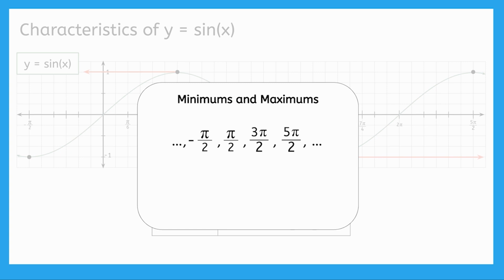Let's see if we can find a pattern in this series of x values. The minimums and maximums occur every pi units starting at pi over 2, so we can write this pattern as pi times n plus pi over 2, where n is an integer. The expression pi times n ensures that we are adding or subtracting multiples of pi to get to the next minimum or maximum. This symbol means is an element of, and this symbol represents the set of integers.